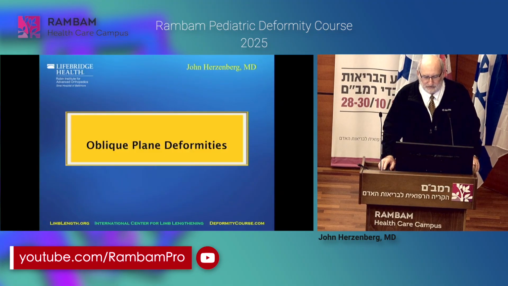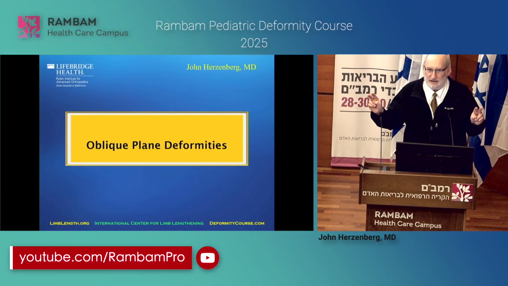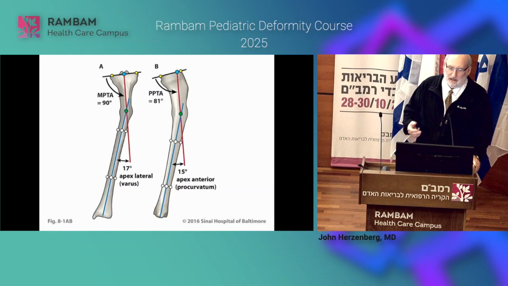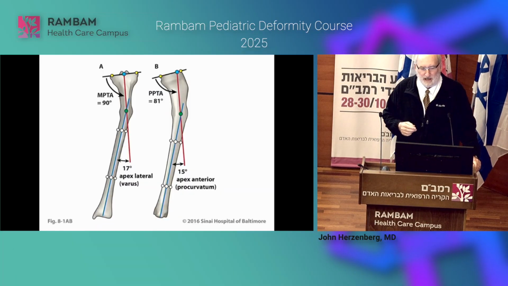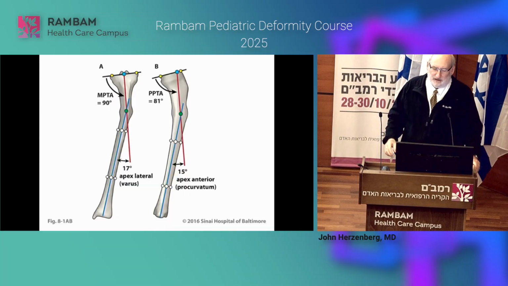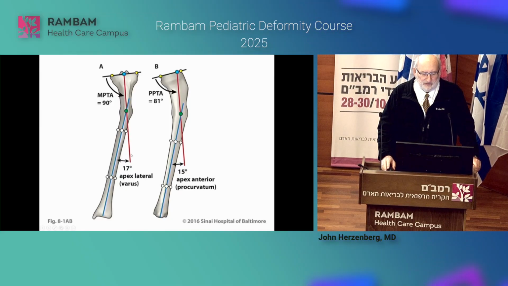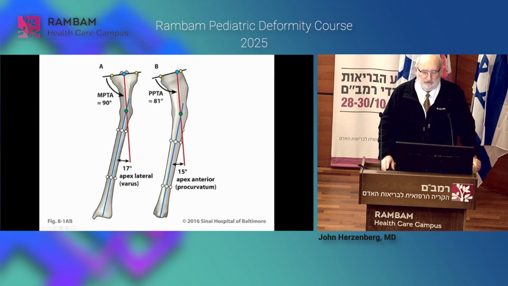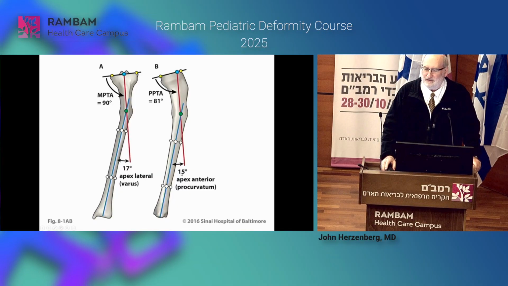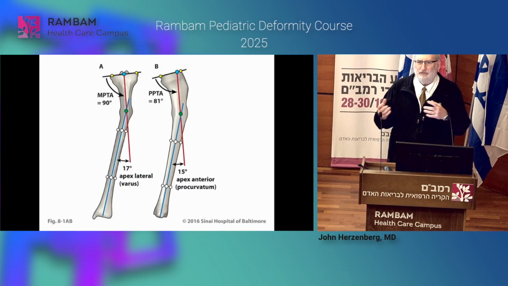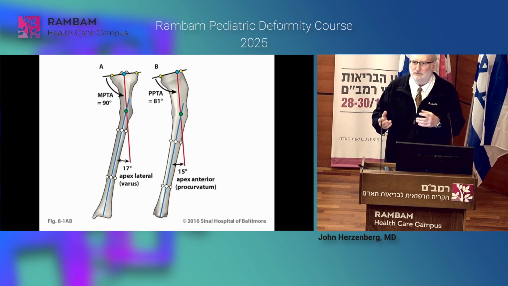I'm going to talk about the so-called oblique plane deformity. This is very common in orthopedic problems. We have, for example, on this example, on the AP view, a varus deformity of 17 degrees, but on the lateral view, you have a 15-degree apex anterior or procurvatum deformity. So what does this mean? How can you have a deformity in two planes?